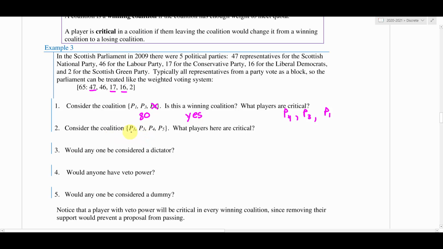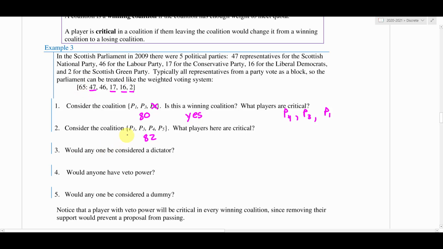All right, so let's try it again. This time let's add a new person to our alliance. We're going to add player 5, and the difference there, player 5 adds another 2 votes to our coalition. So we now have 82 votes with this coalition. So if they were all to vote the same way, they would easily pass a measure because they only need 65.